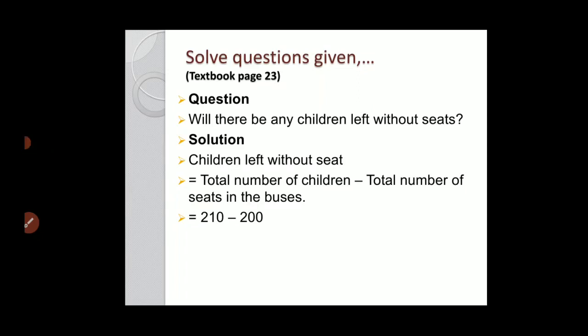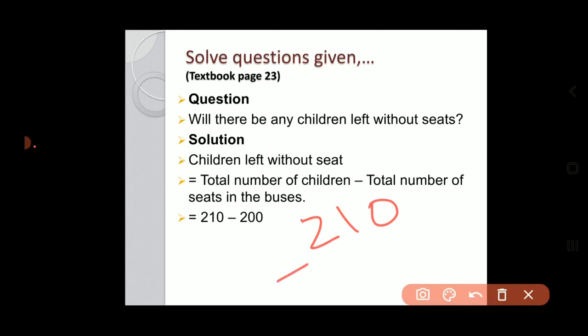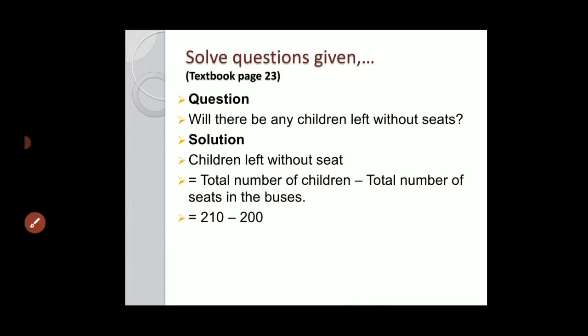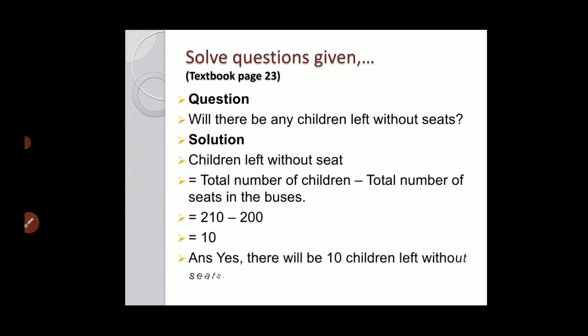You need to subtract 200 from 210. So we will write 210 minus 200. So 0 minus 0 is 0, 1 minus 0 is 1 and 2 minus 0 is 2. So what do we get as the answer, children? It is 10. Yes, 10 is the right answer. So we will write finally, yes, there will be 10 children left without seats.